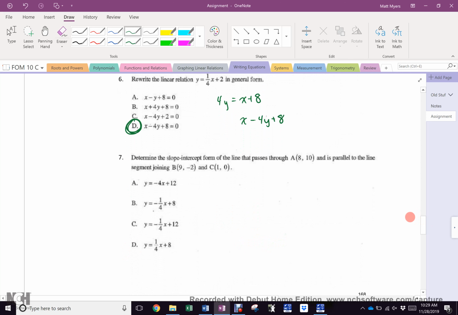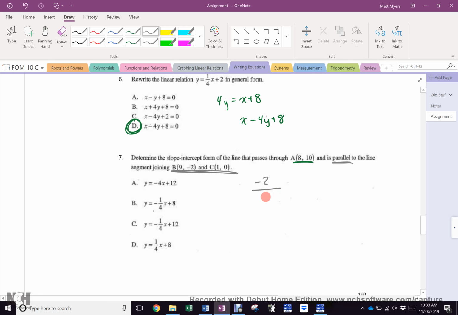A lot of people asked about this question as well. The line goes through there. That is one point on the line, yes? To make an equation, I need a point and a slope, don't I? Do I have a slope that goes with A yet? No, but I know it is parallel to this slope. So what do I do with these numbers? Find the slope.